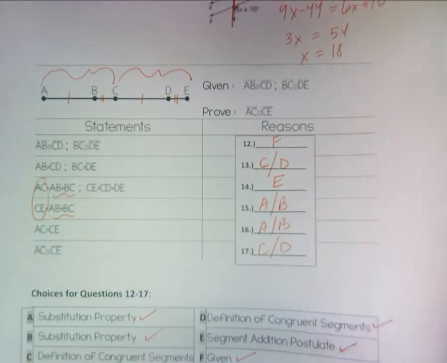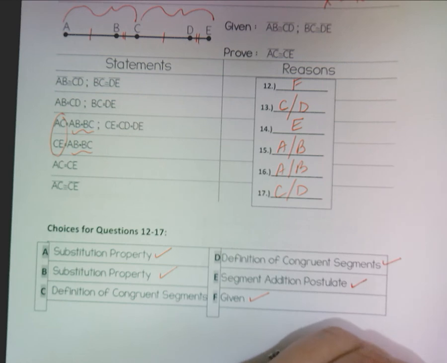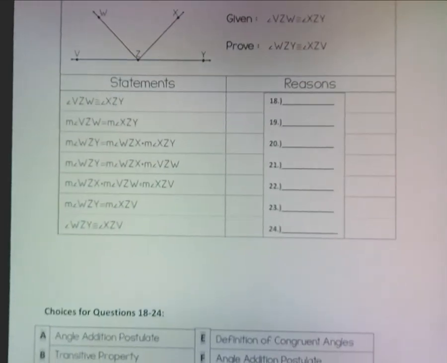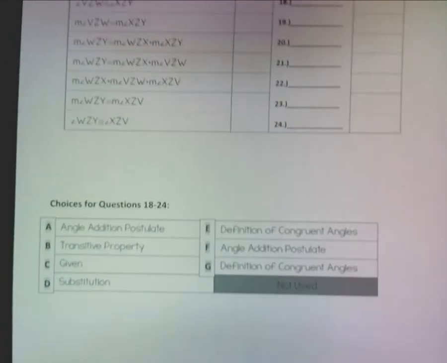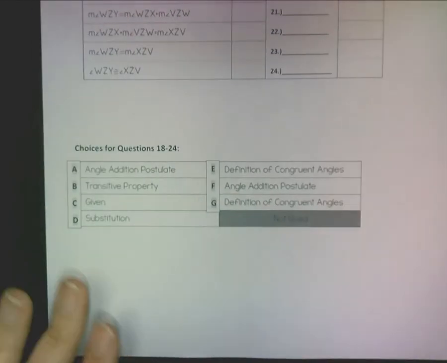So there's your first proof. You'll have something similar. And again, it'll come up for both regular and honors. You'll have choices right there. And then you have an angle proof. And the angle proof again will come up with choices down here. And again, look at your choices. Kind of give a glance.